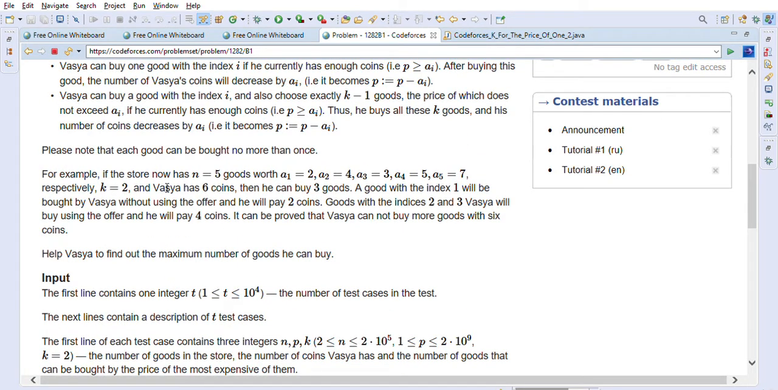Let's first quickly go through what they have given us. We will again see this example on the whiteboard for better understanding. So k is equal to 2 and he has 6 coins, right? Now he wants to buy the maximum amount of goods.